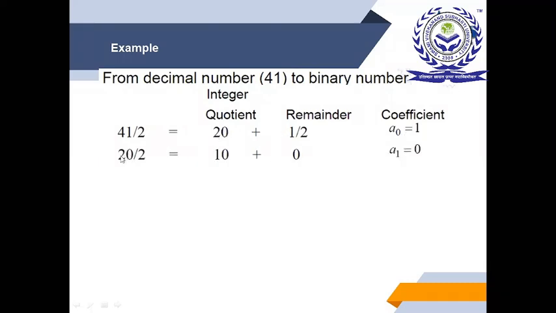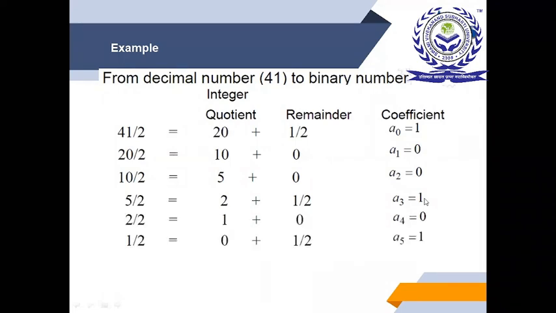Now when we divide 20 by 2, the quotient will be 10 and the remainder will be 0. This 0 will be a1. Again I divide 10 by 2, quotient is 5, remainder is 0. Then 5 divided by 2, quotient 2, remainder 1. Now a3 is 1. Again, 2 divided by 2, quotient is 1, remainder 0. Then 1 divided by 2, quotient is 0, remainder is 1. Now our quotient is 0, and we have found all the coefficients a0, a1, a2, a3, a4, a5.